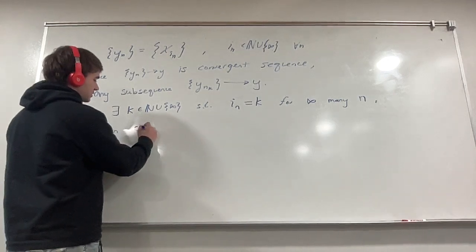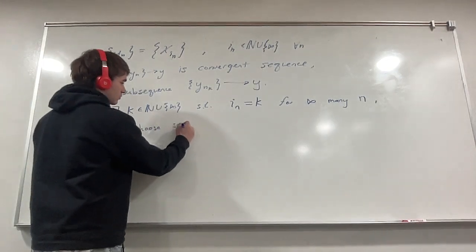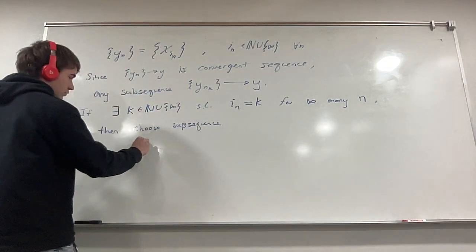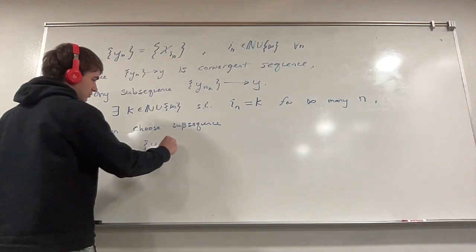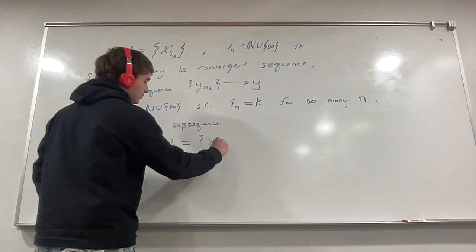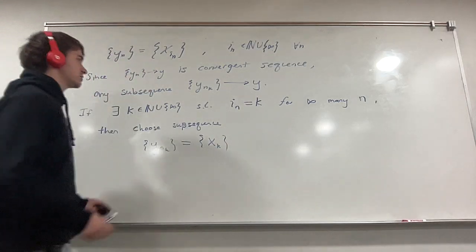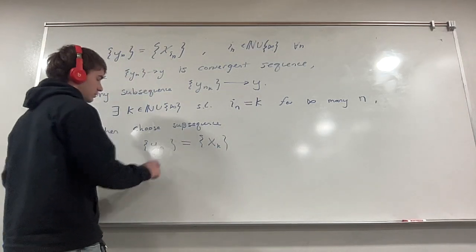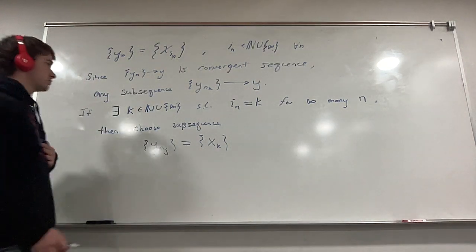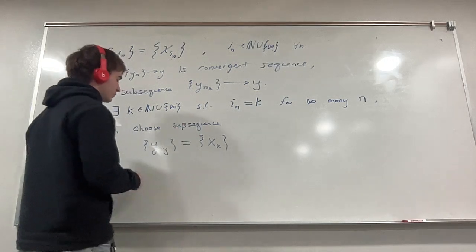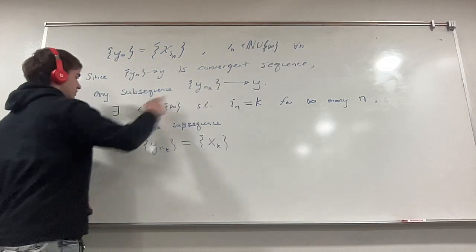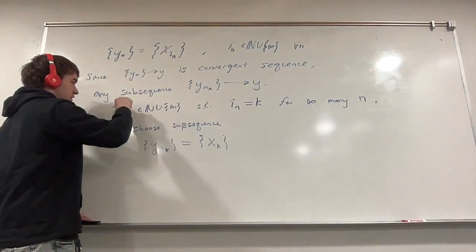Then choose the subsequence y sub n sub k is simply equal to x sub k. I guess, sorry, my notation is really confusing here. Maybe this should be n sub j to be more rigorous. Okay, sorry, let me just make this. This k is not supposed to correspond to this index k. So let's maybe make this a capital M here.